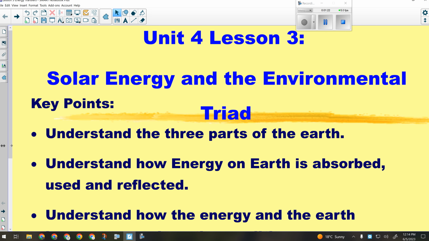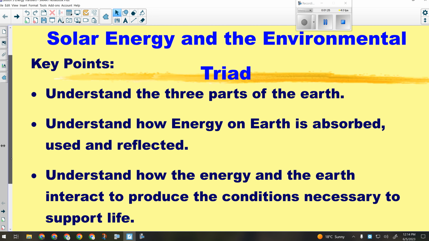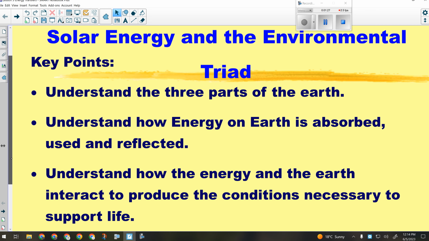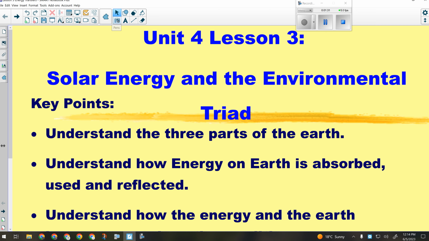All right, second thing: how energy on Earth is absorbed, used, and reflected. These are essentially the three things that can happen to light when it strikes the Earth's surface. It can be absorbed. If the light is absorbed, then the energy of that area goes up. That usually means the temperature of that area goes up. It can be used. Sometimes we say converted instead of used.